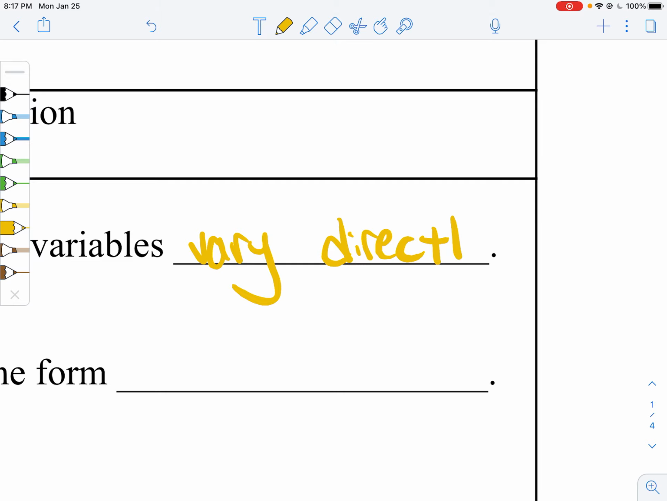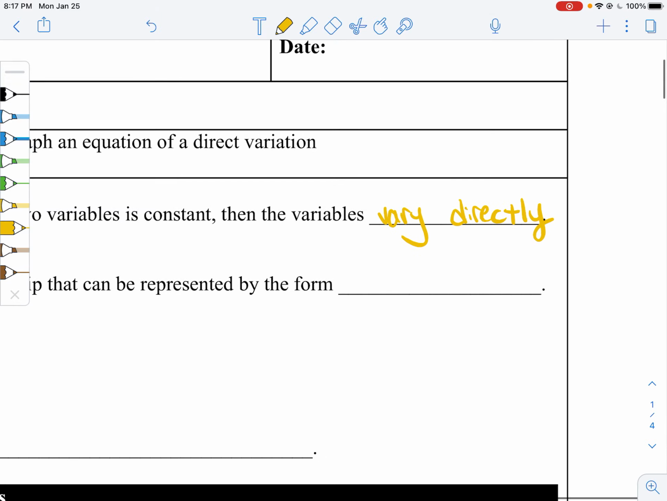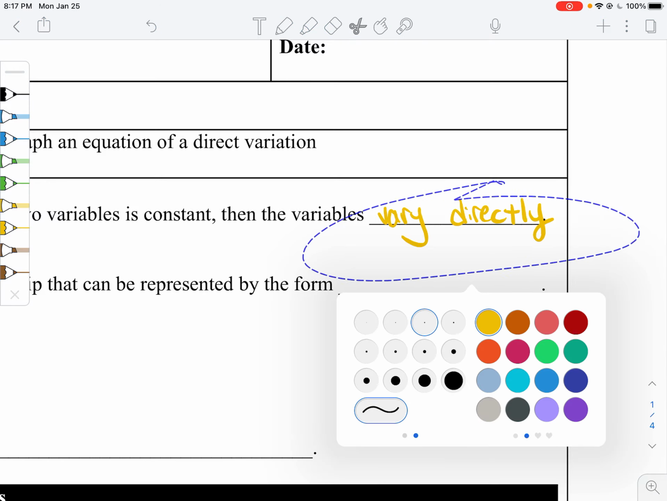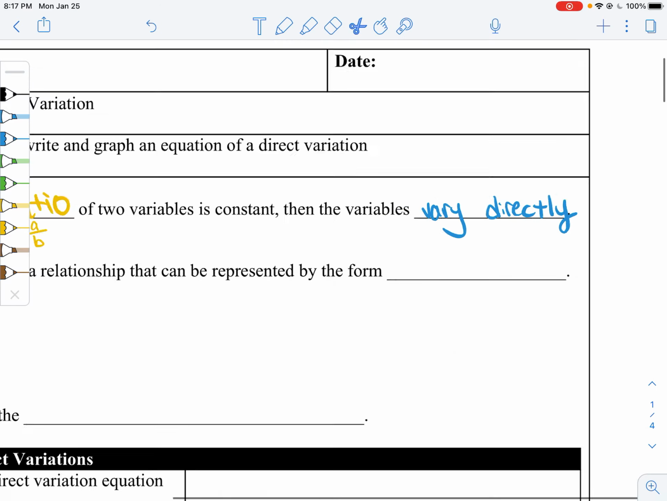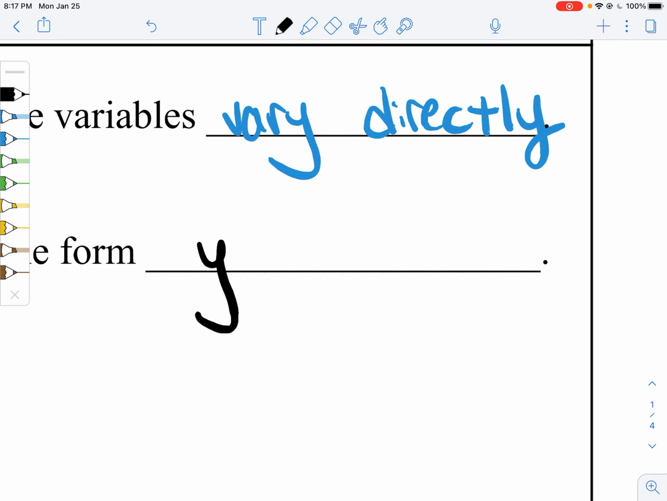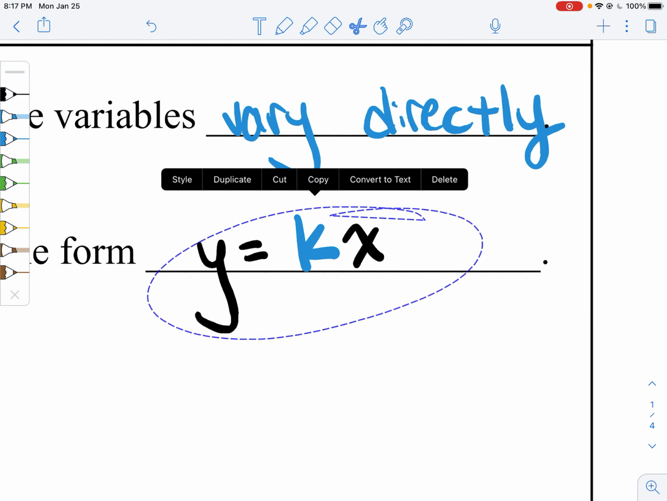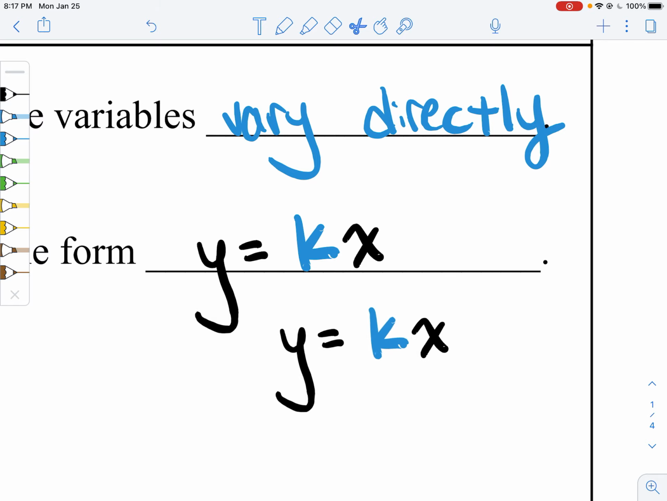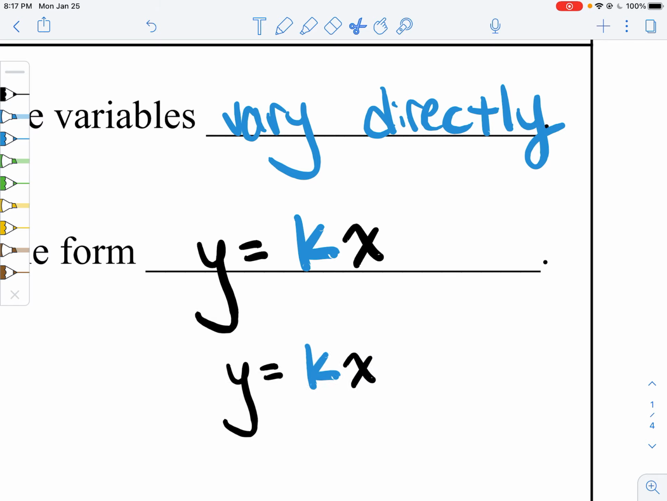Every time we have a direct variation, I'm going to make that blue. The variables vary directly. And what a direct variation looks like is you have some variable y, and then you multiply some constant k times x. So you get y equals k times x. Remember this forever. This is your key idea of the day. Direct variation is y equals k times x.